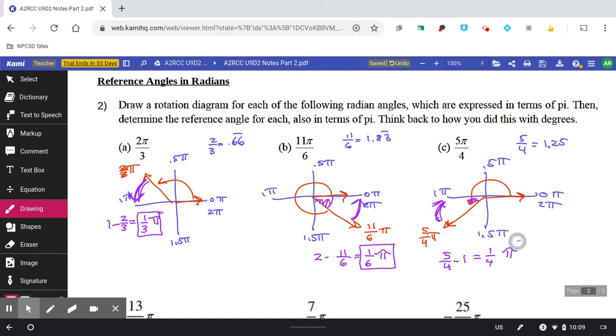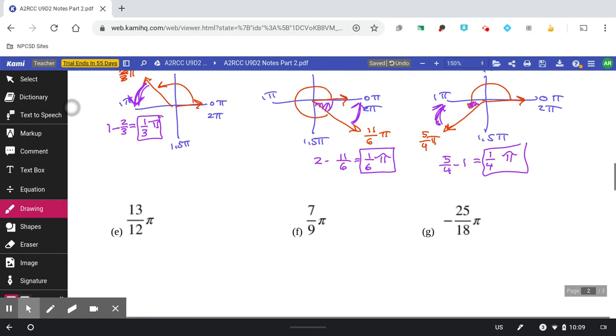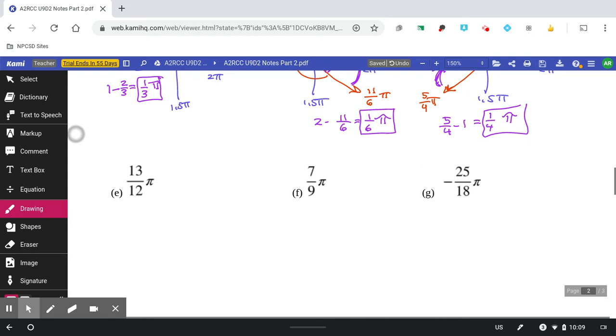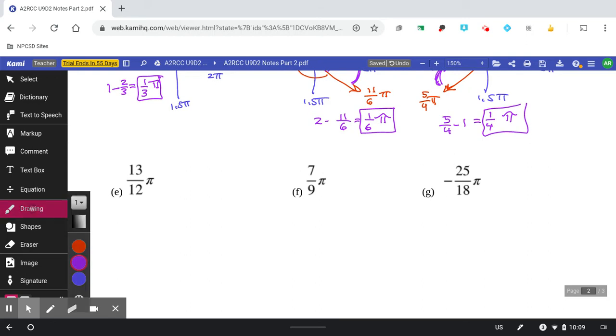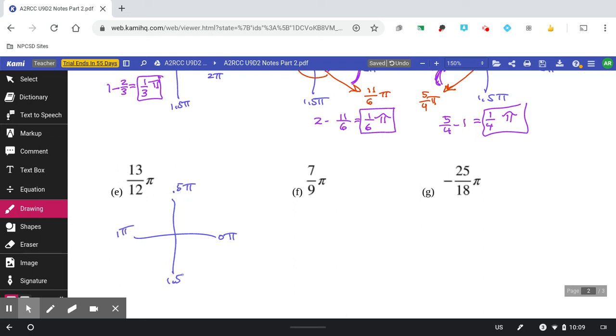So 1/4 pi would be my reference angle. All right, so let's go down a little bit. Okay, and we'll continue here. Remember, you can always pause at any time to catch up to what I'm writing if I'm writing a little bit too fast. Okay, so here I go again, and I have 1 pi and 1.5 pi and 2 pi.